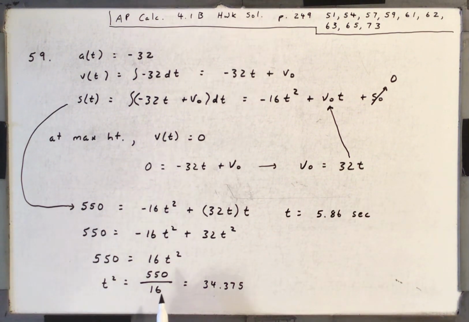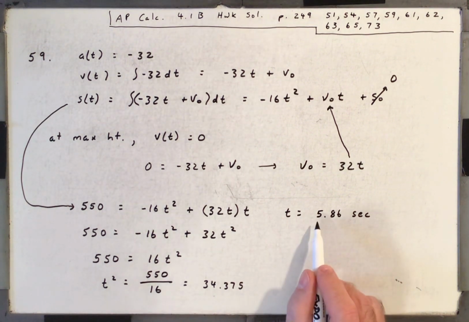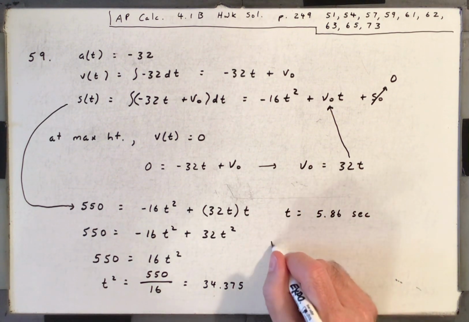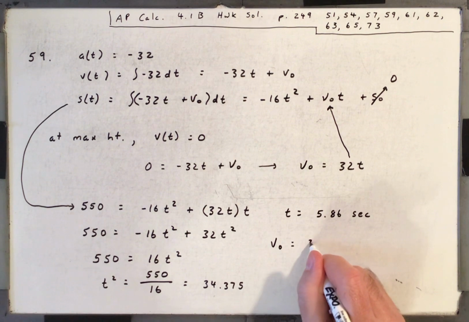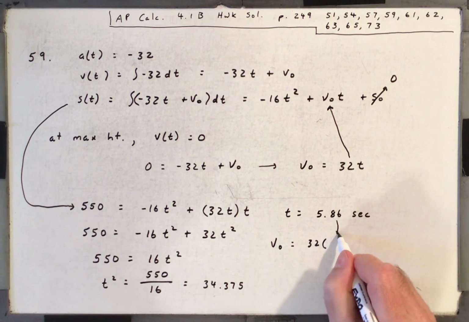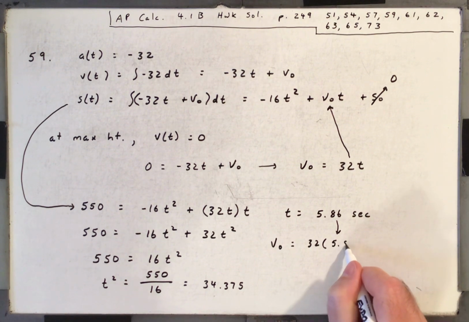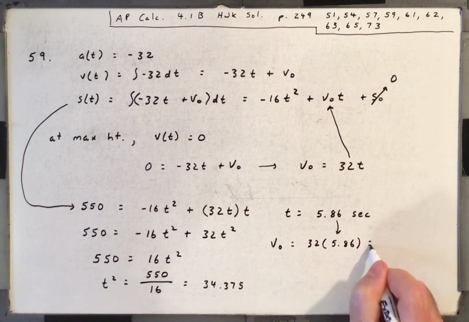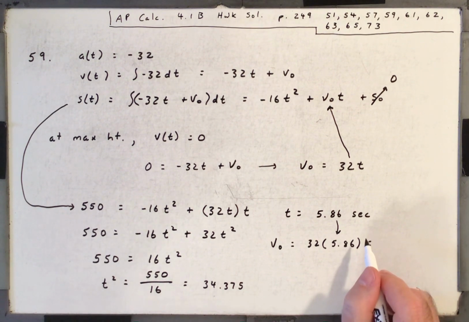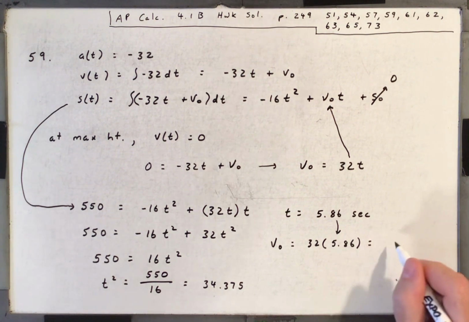So that's how long it takes to reach the top. But that isn't the answer, is it? We want to know what initial velocity. So initial velocity is equal to 32 times t. So 32 times 5.86. All right, so that is 187.5 feet per second.